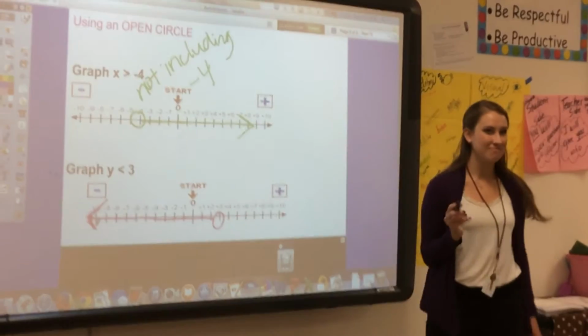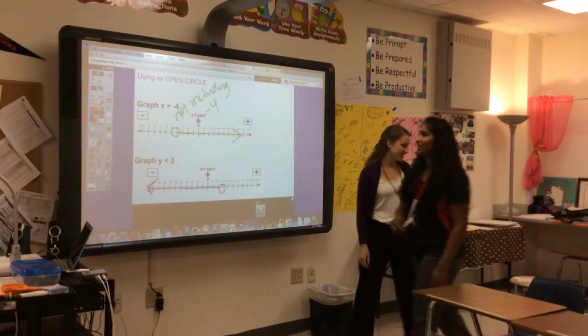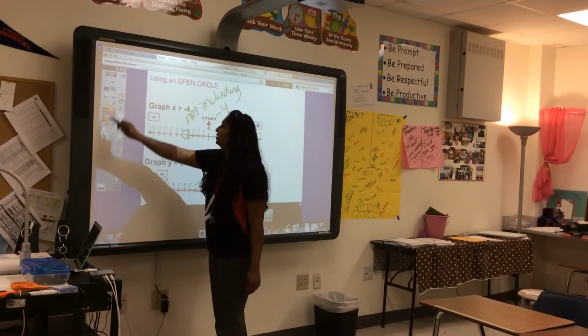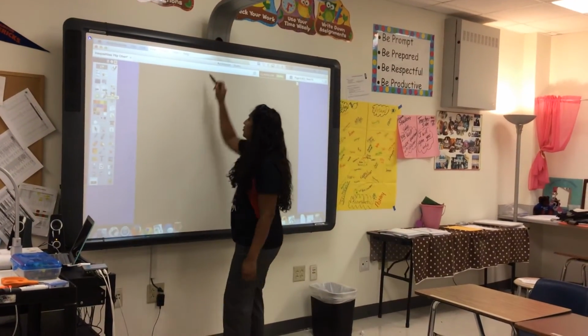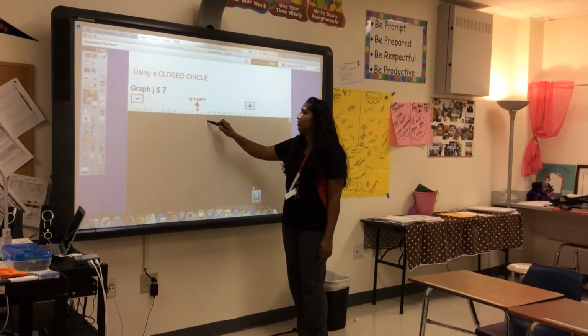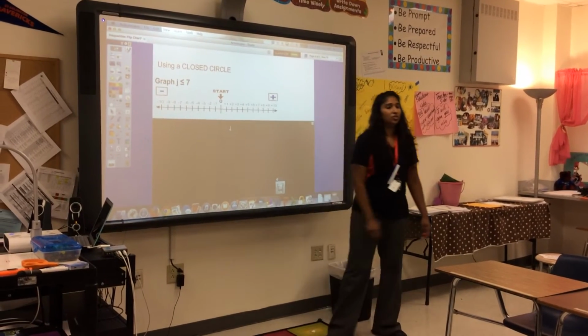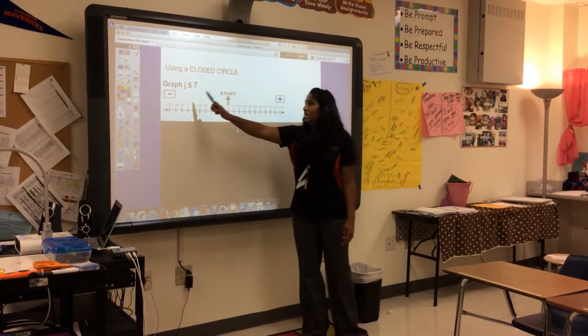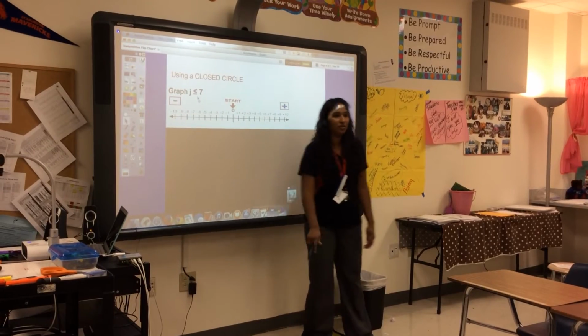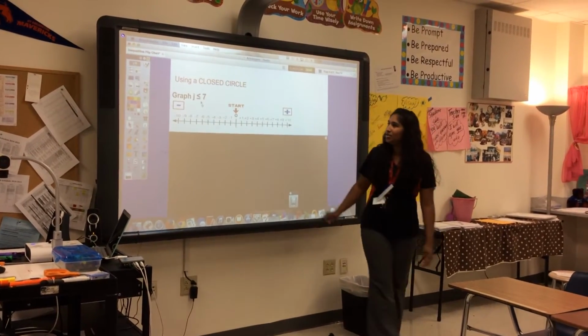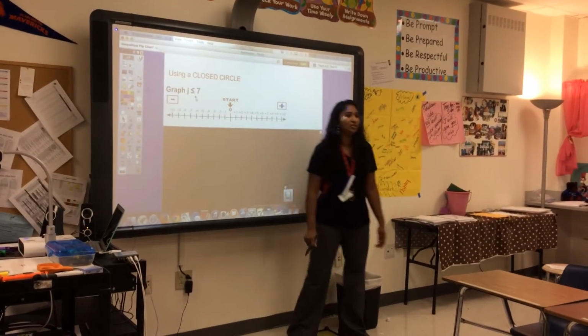Good job. All right, so now, thank you, Miss Estrie. Now we're going to take a look at the next type of problem, which is when we have to use a closed circle. So notice what changed. Our symbol changed, and it has this bar underneath. Miss Hernandez, can you tell me what this bar underneath that symbol means?